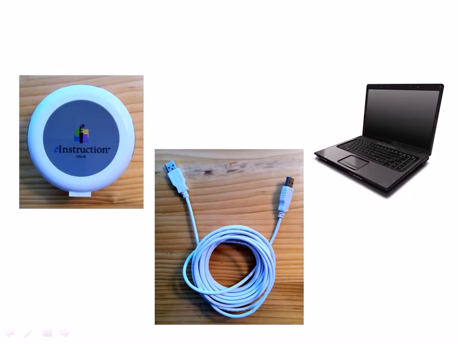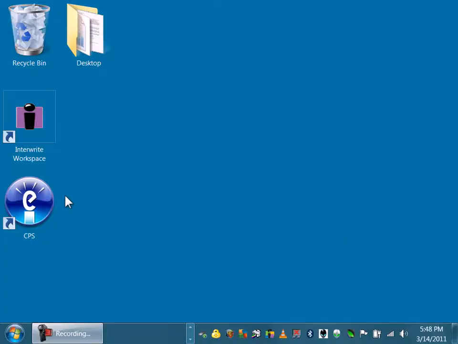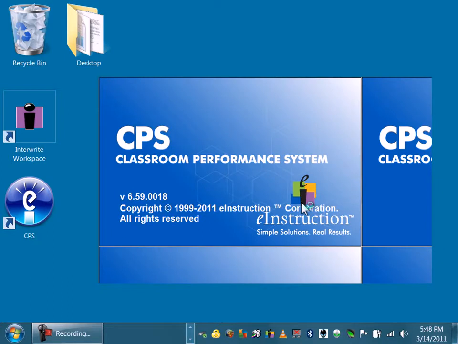Next, we're going to make sure that your external CPS receiver hardware has been detected by the computer and the eInstruction device manager. To automatically detect the receiver, first plug the CPS receiver into a USB port on your computer. Open CPS by double-clicking on the desktop icon or by double-clicking the database. At this point, CPS should automatically detect your receiver and its settings.